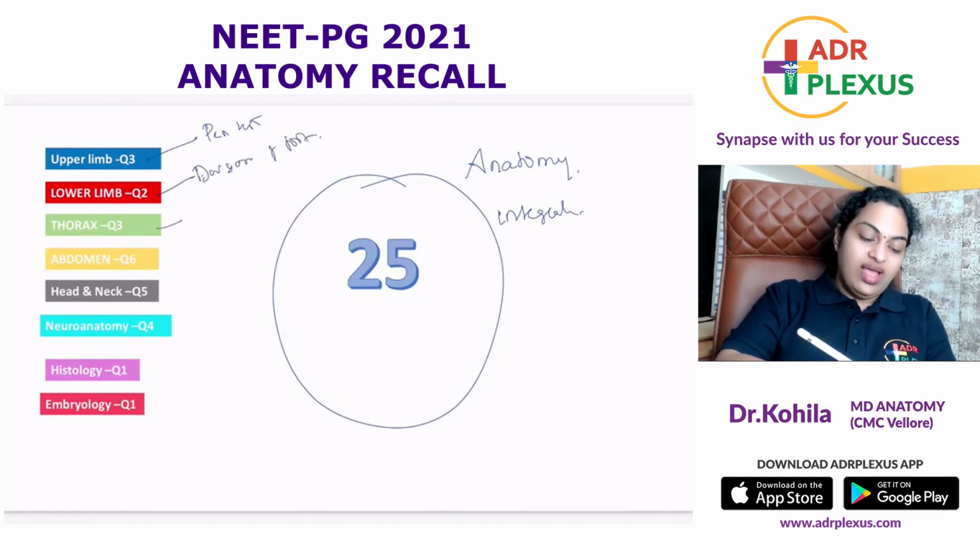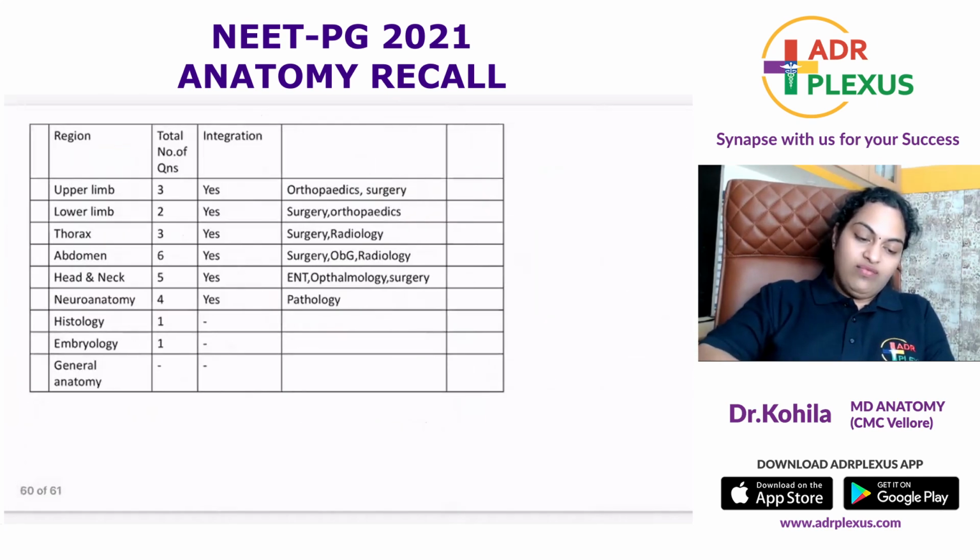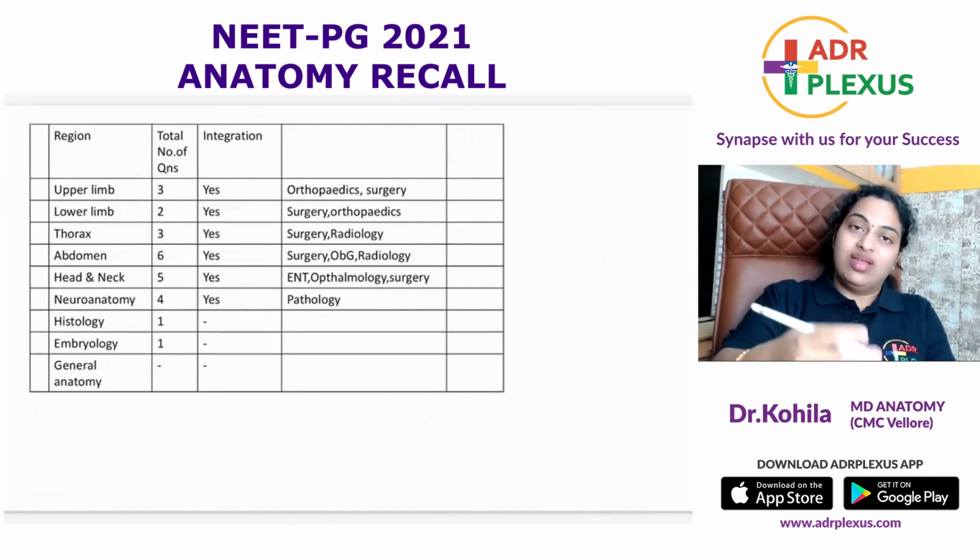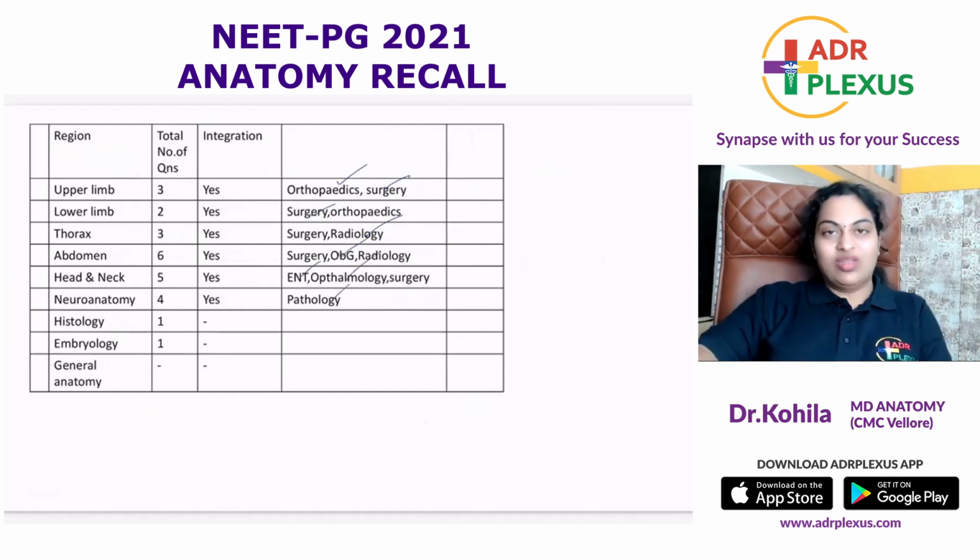Thorax, 3 questions were there. Abdomen, yes, 6 questions. Head and neck, we discussed about the recurrent laryngeal nerve palsy. Neuroanatomy, we discussed in our rapid revision about the structures pierced by the needle in lumbar puncture. Okay. So if you see that, yes, of course, anatomy and anatomy related questions, integrated mainly with surgery, orthopedics, radiology, yes, OBG, ENT, ophthalmology, and even pathology.